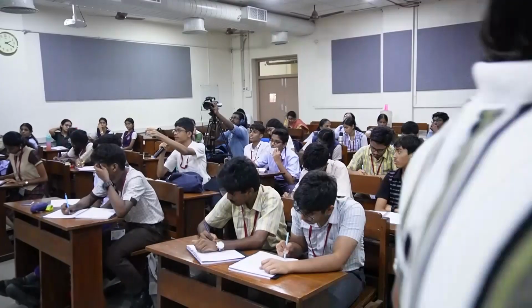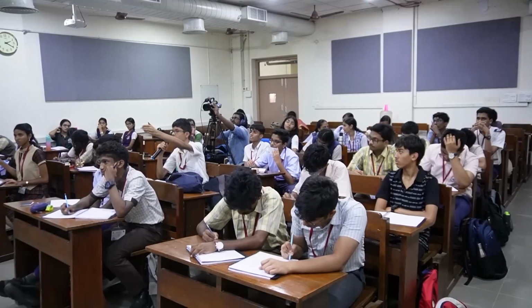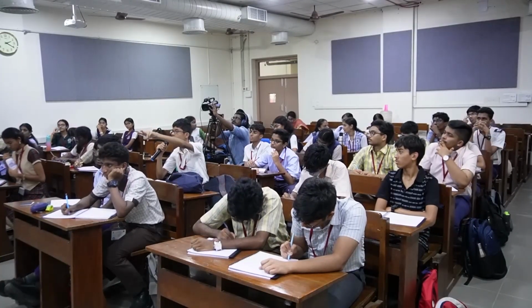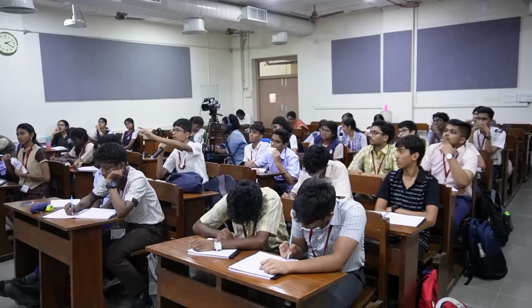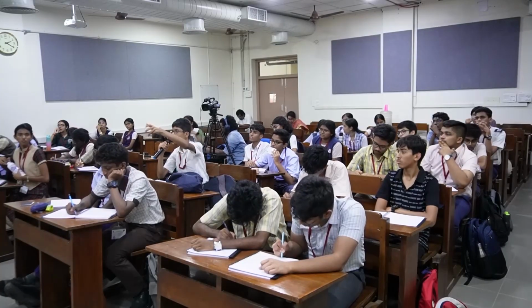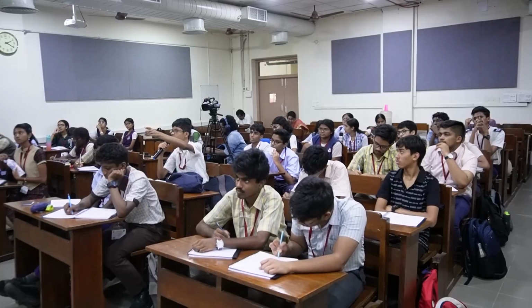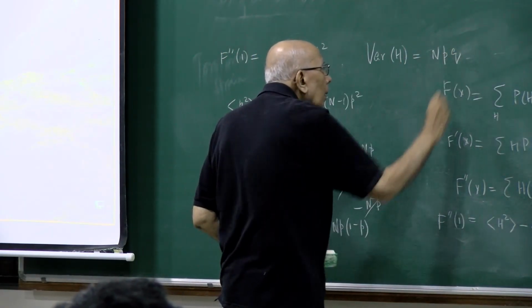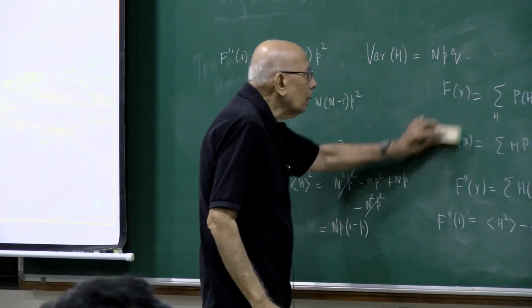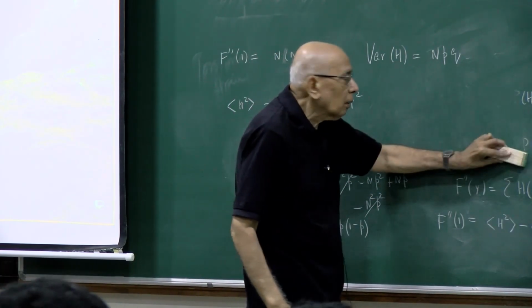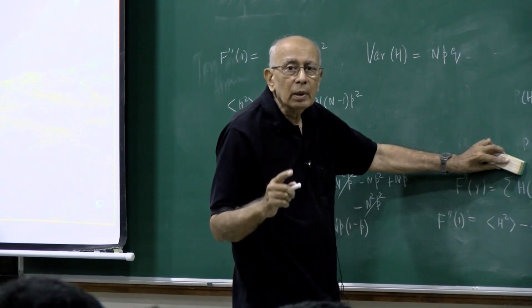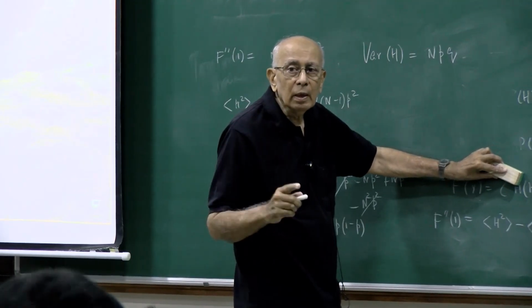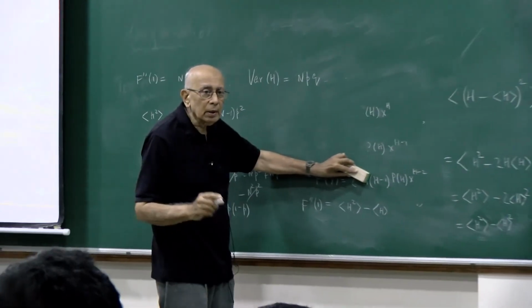np minus np squared is np times 1 minus p. Yes. But what's 1 minus p? q. So at last we have our result which says the variance of h is npq. So it's the number of trials multiplied by the probability of success in any one trial multiplied by the probability of failure in any one trial. That measures the scatter.